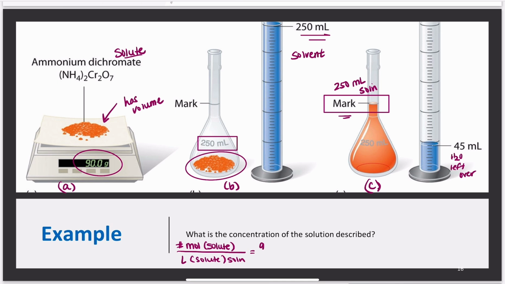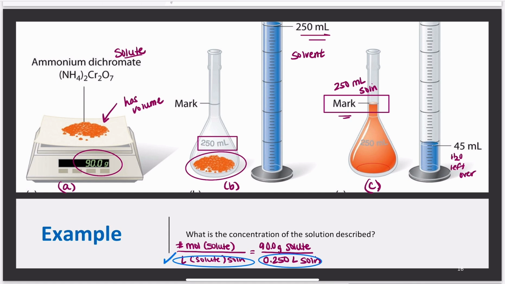I don't know my liters yet, so let's figure it out. Well, I'm starting off with 90 grams of my solute. And I've put it into 250 mLs of total solution. I can do that conversion in my head. 0.250 liters of solution. I've got my denominator set. My liters of solute solution, my liters of solution. So that's set. The reason I'm saying solute solution versus solution, solute is emphasizing that it's in that solution. It's emphasizing that you've got your solute plus your solvent in that solution, okay? So I've got my denominator set.